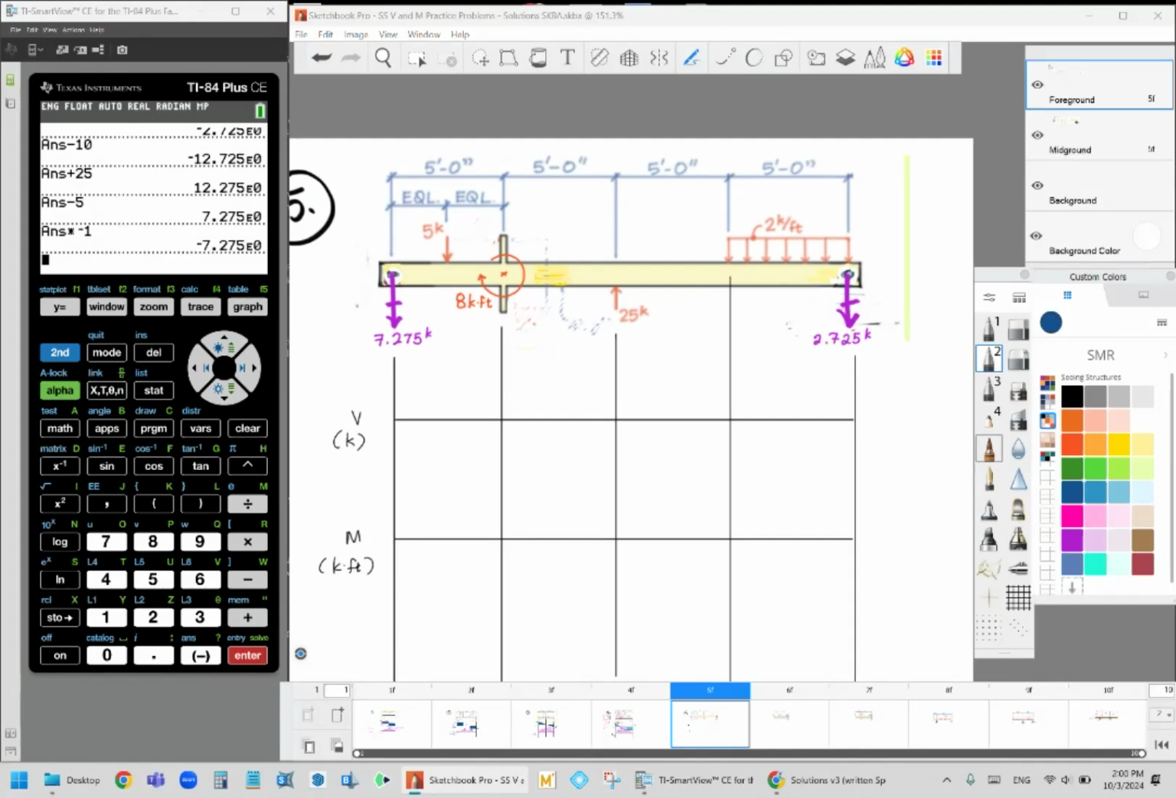So let's see, I'm doing blue for shear diagrams today. Start at 0, immediately decrease. And I've got that number in my calculator, so I'm just going to leave it there. Nothing happens for this first little piece. Then we decrease by 5, so -5.